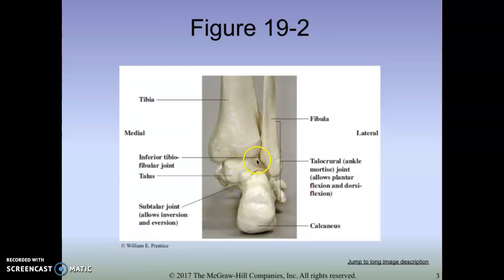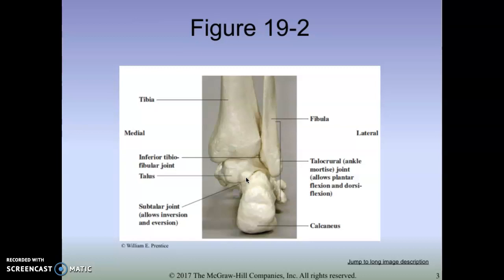At this joint, we have plantar flexion and dorsiflexion. As the foot comes up towards you, as your toes come up towards you, that's called dorsiflexion, and that talus is locking up into that mortise. And then plantar flexion, when you point your toes away from you, is when that talus drops down out of the mortise.